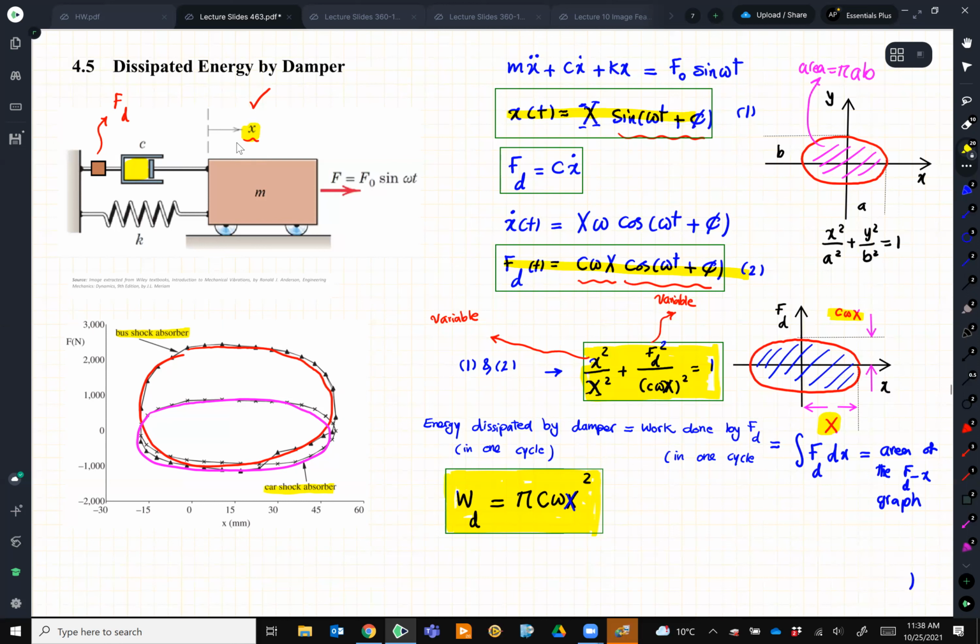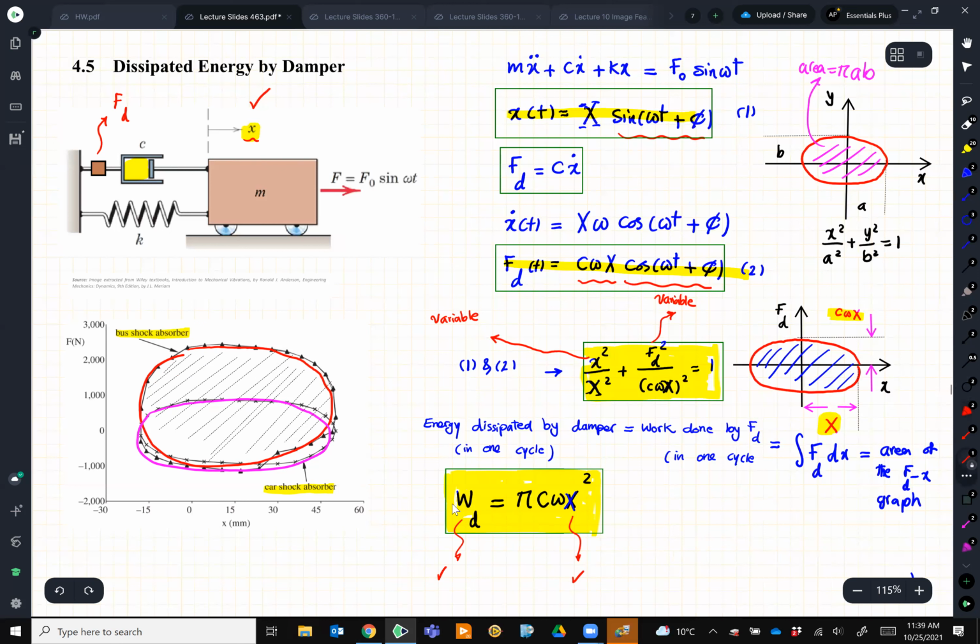What do they use this graph for? Well, they do this test a lot to measure the area inside it. If they know the area, they have this W_D, and they know X, right? X you can find from this graph. From here to here is 2X.